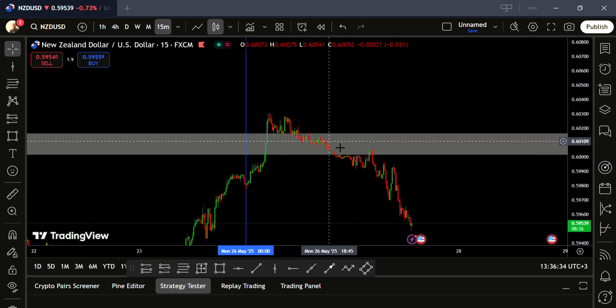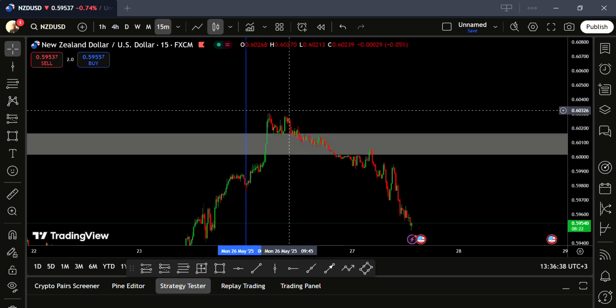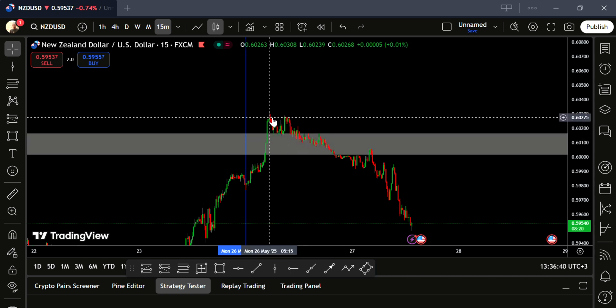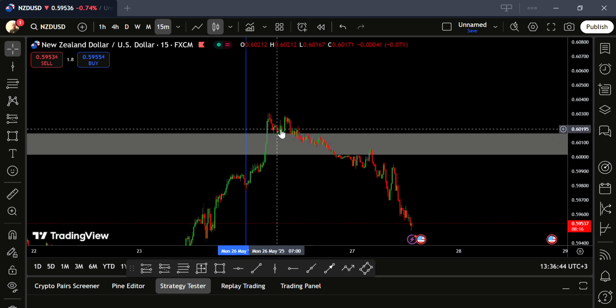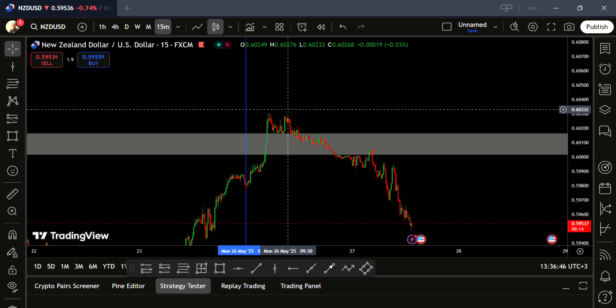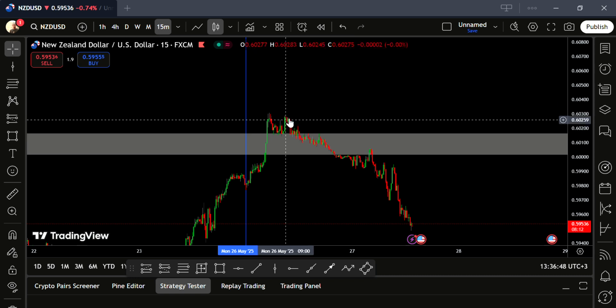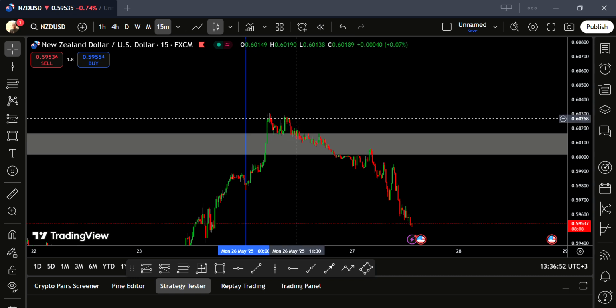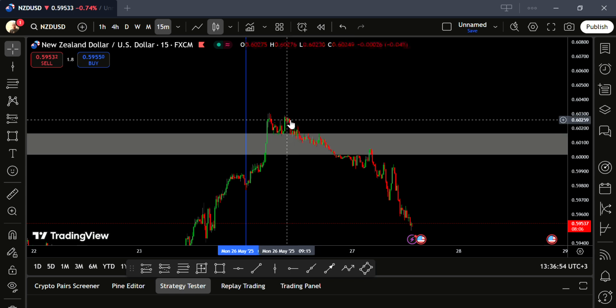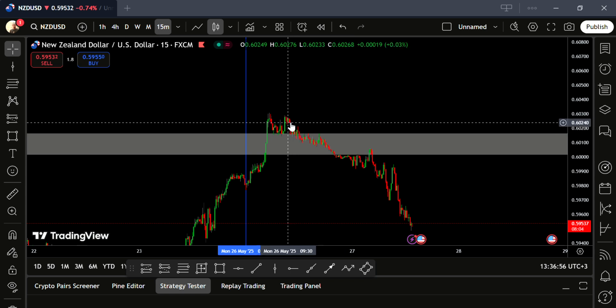So where is your entry going to be? Your entry is going to be on the second top. As long as you see a first top on your entry time frame and then price retraces, then if it comes back to make another top, just wait for bearish price action. That is, wait for red candles to start printing, and then you enter. Put your stop loss slightly above this top here.